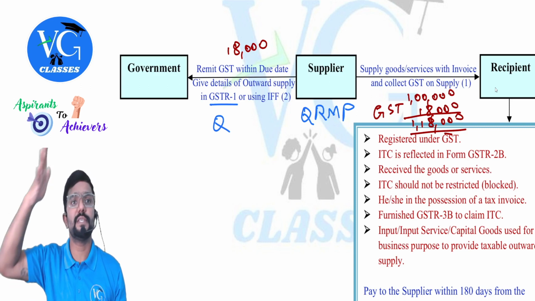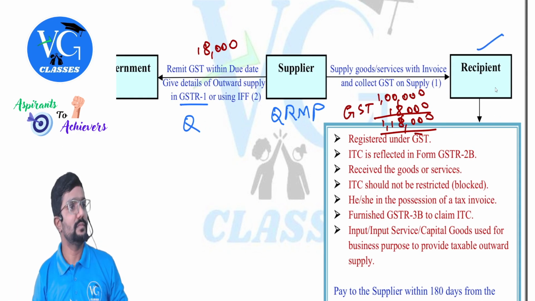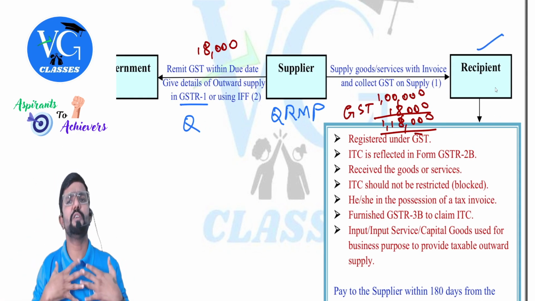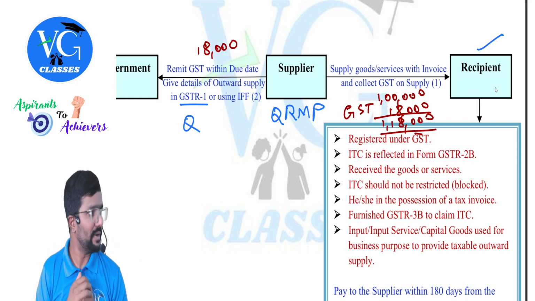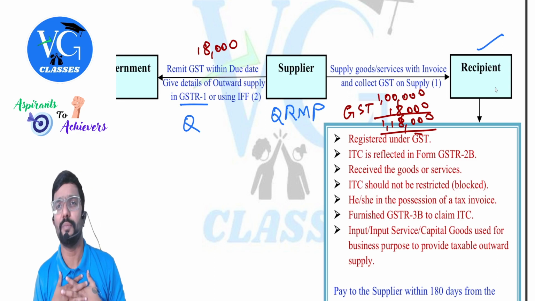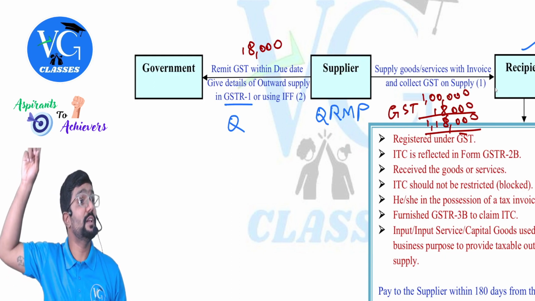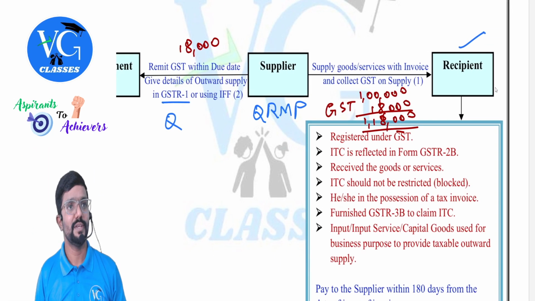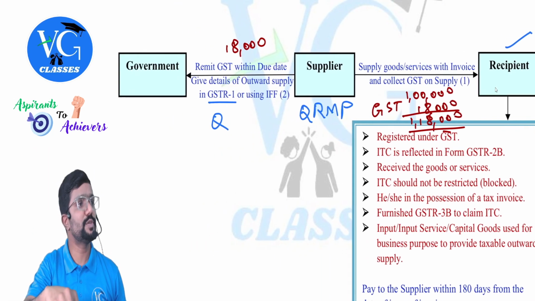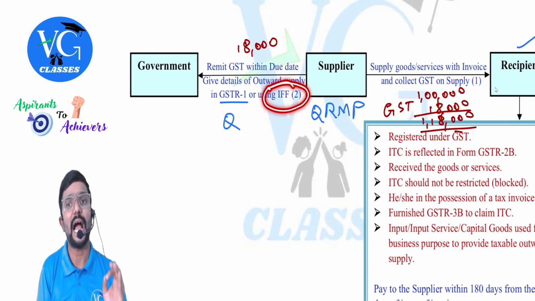But some of his recipients cannot wait. Now this recipient is an urgent person. I want to claim credit immediately. Assume this supply happened in April, guys. So the recipient will be willing to claim the credit by May at least. Yes. But if the supplier is filing the returns quarterly, then the recipient has to wait till July to claim credit. But this recipient is not ready to wait. In that case, the supplier has an option to give the details using the invoice furnishing facility, guys.